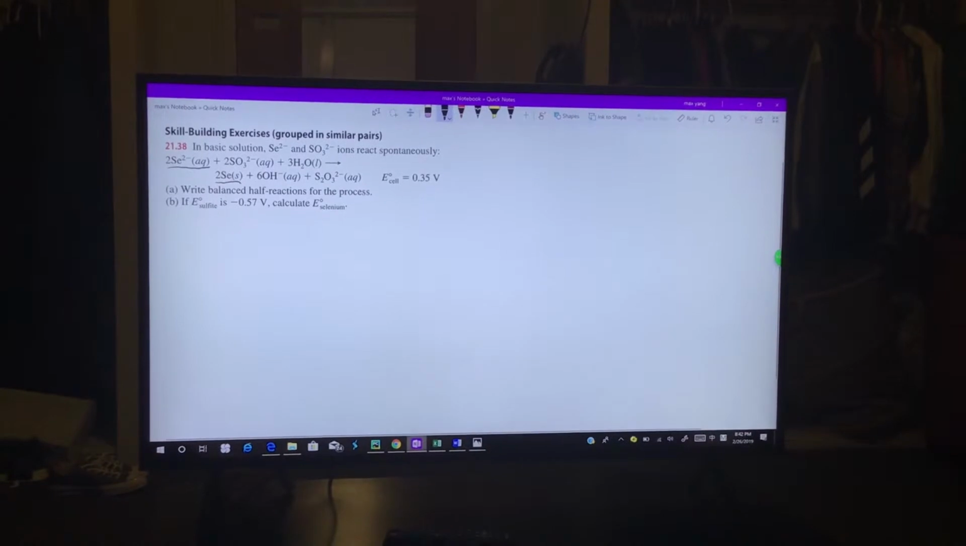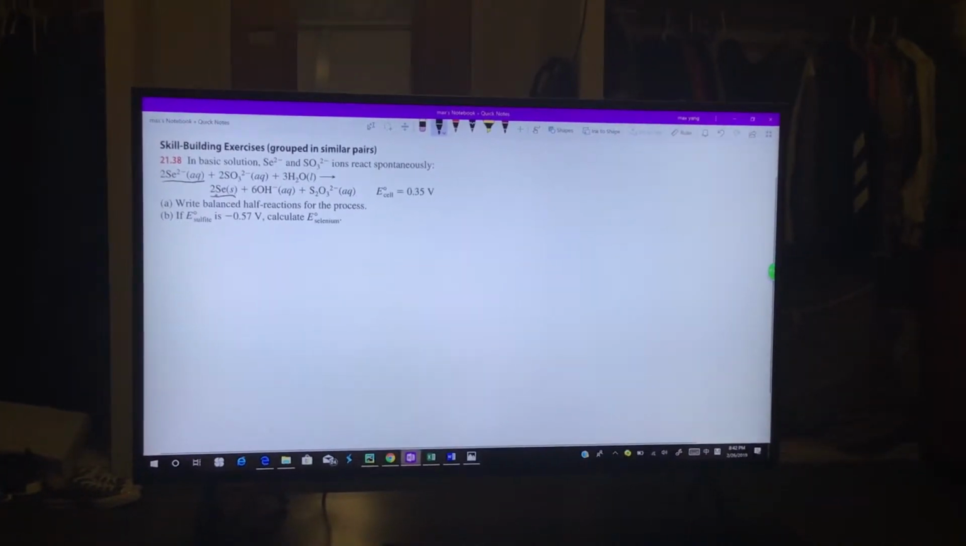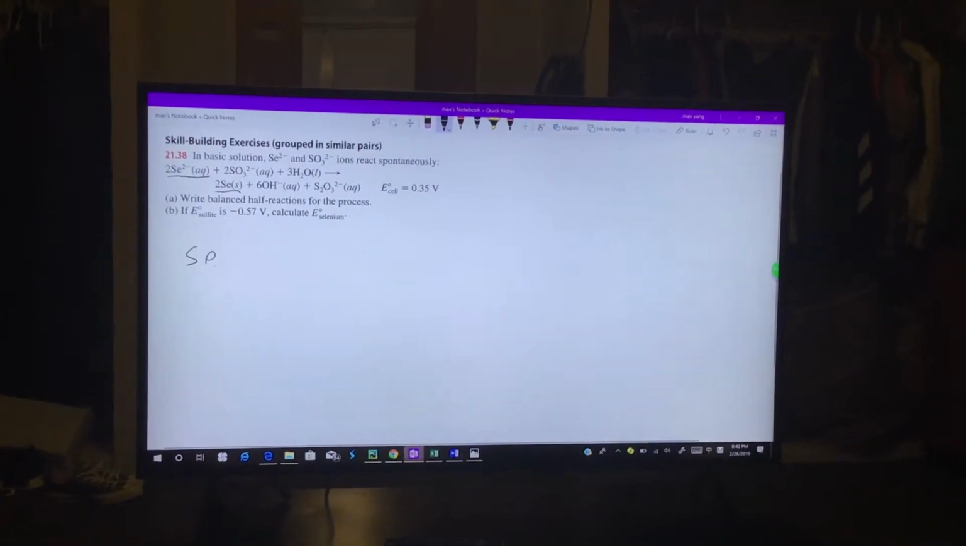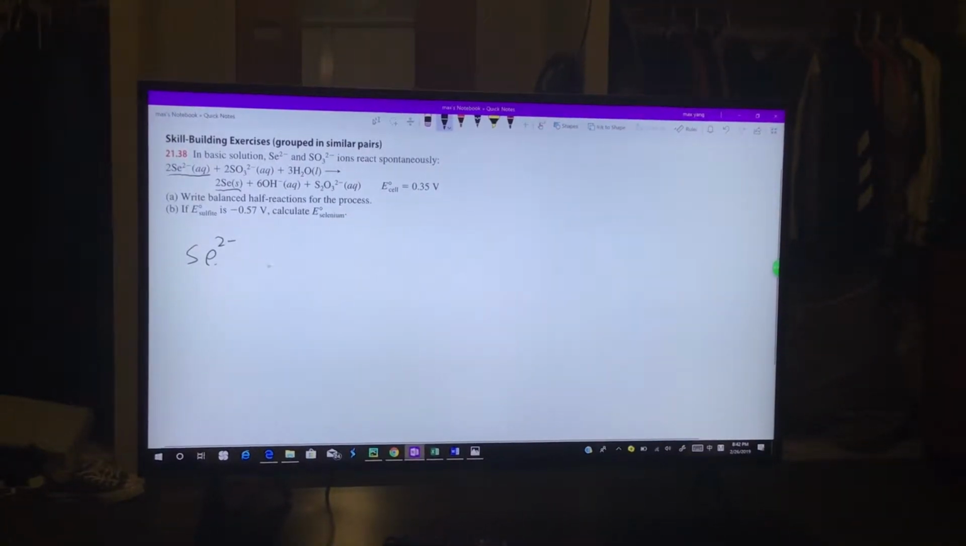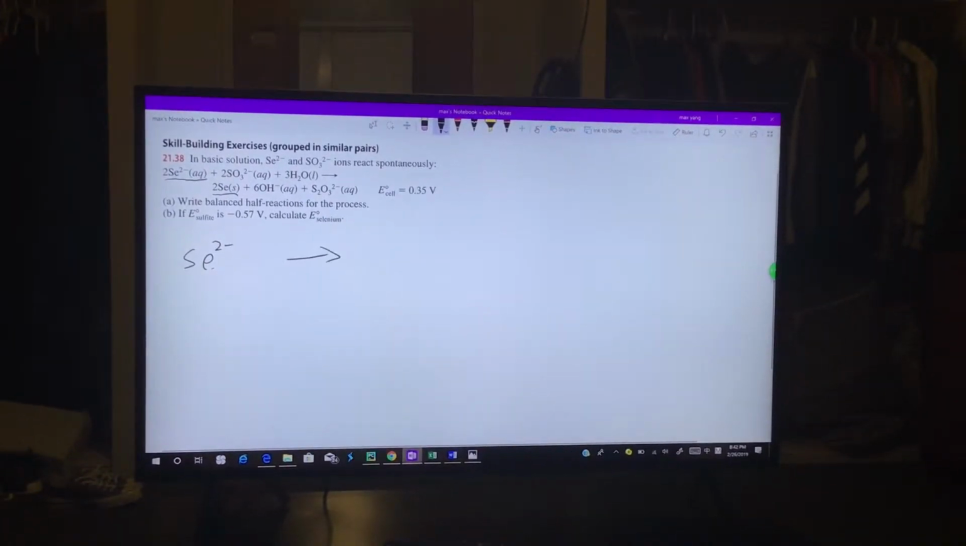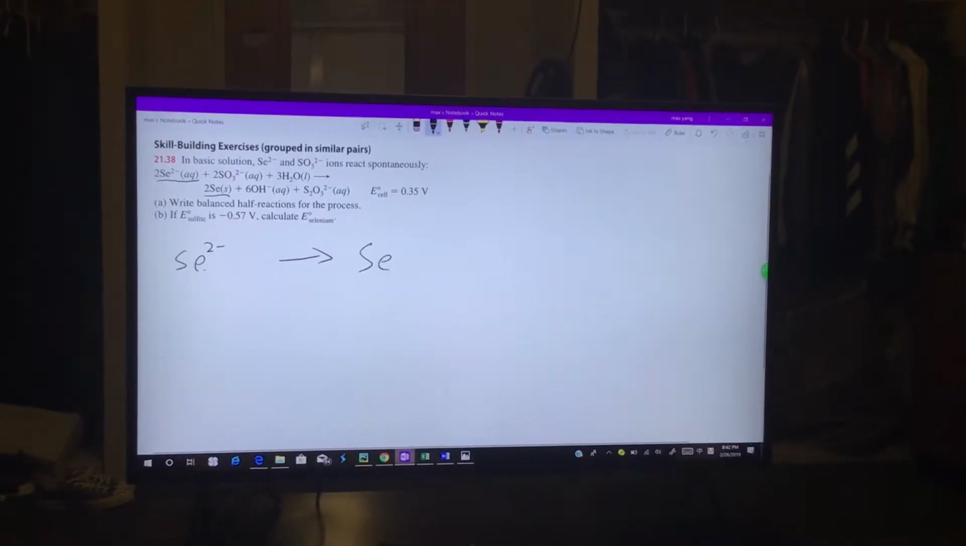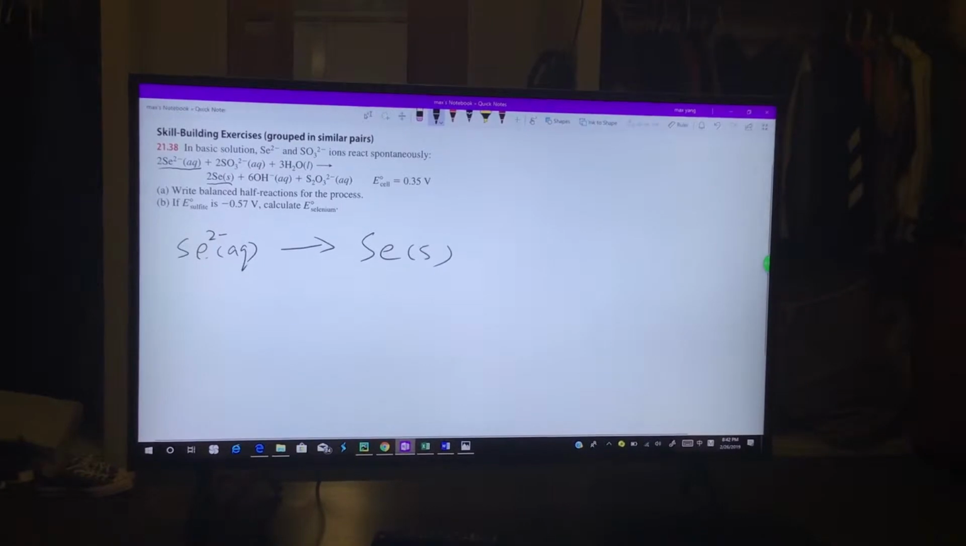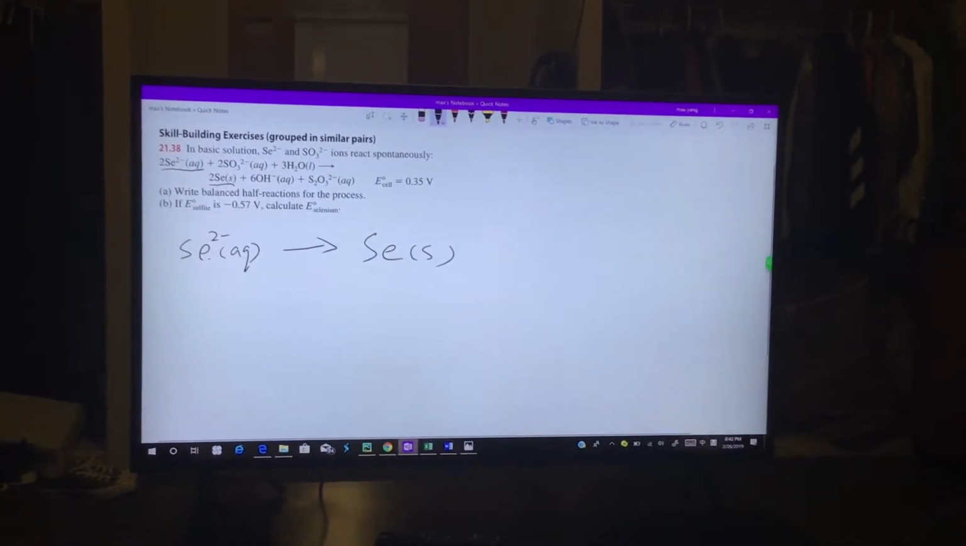So we put it down. Since it's 2 as coefficients on both sides, they cancel out, and it comes down as Se2 minus turning into Se solid. This one is aqueous. Okay, then we identify the other ones.